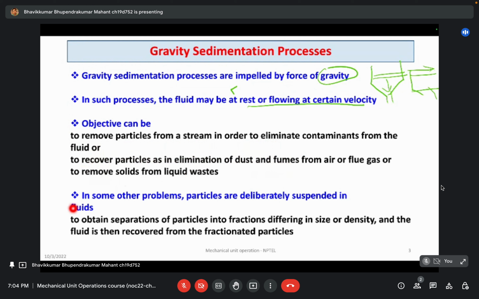In some other problems, particles are deliberately suspended in fluids. If you have 2 different kinds of solid mixtures and you want to separate them, then we have to convert them into fluid or slurry form, or suspended solid form, and then we can separate them by using this gravity sedimentation process. So this is another area where gravity sedimentation processes are used. Here, we can obtain separation of particles into fractions differing in size or density, or if you want to recover the fluid, then also we can go for it.